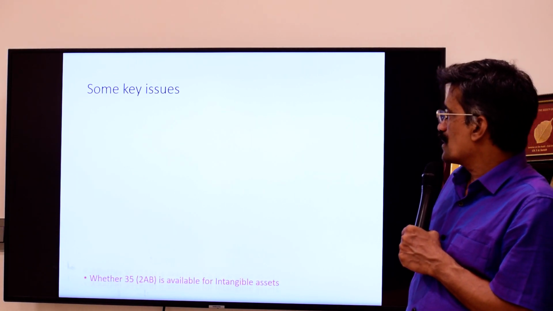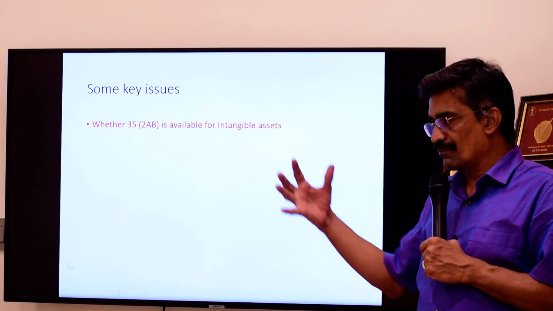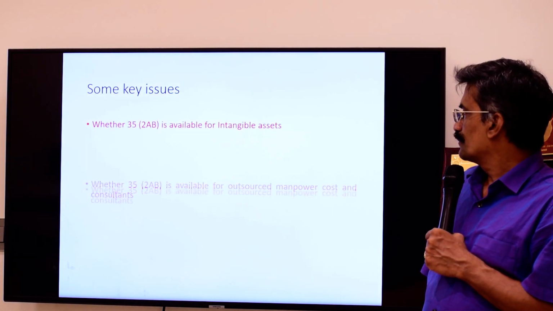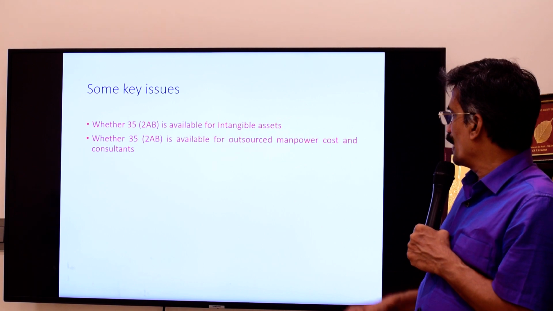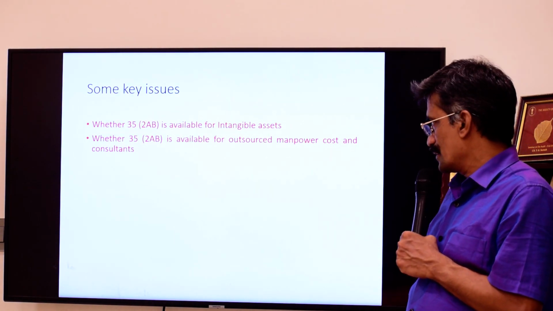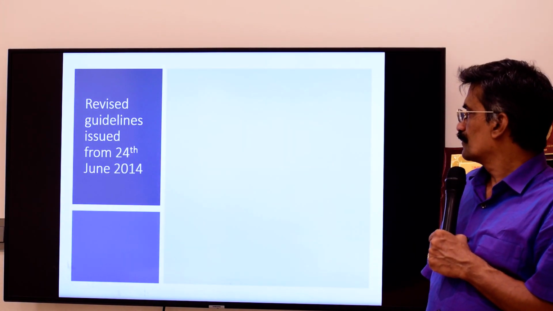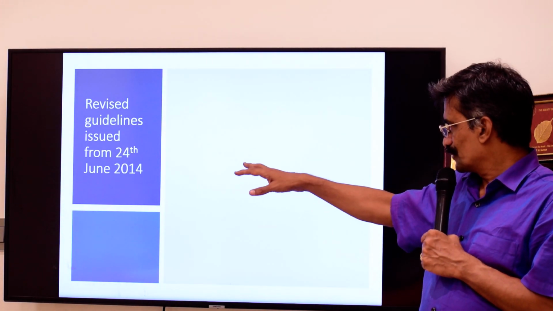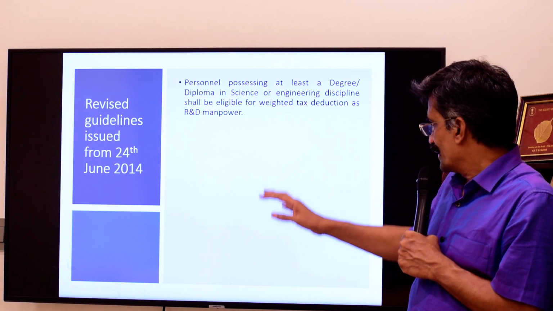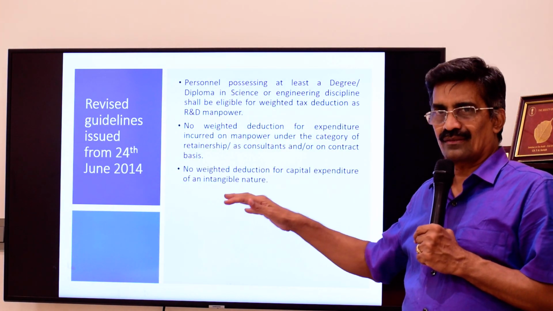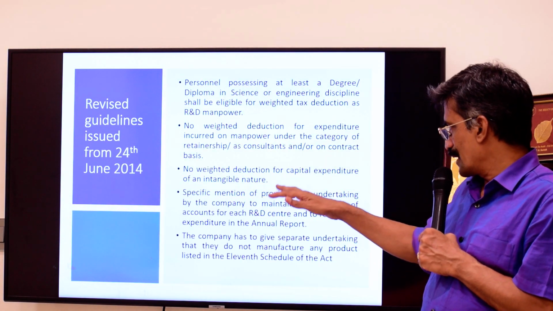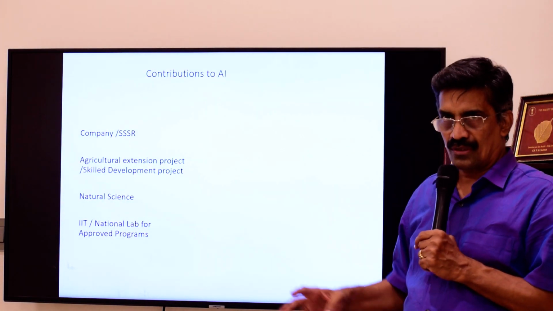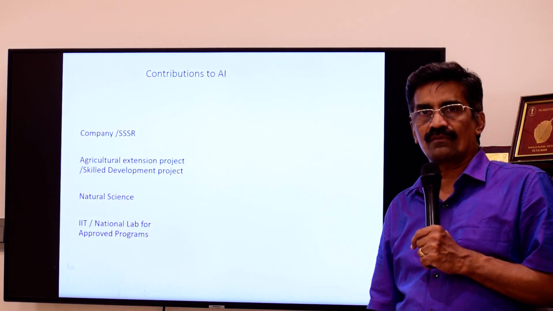So some key issues in 2AB. Can you claim deduction for intangible assets? Whether you can claim 2AB for outsourced manpower costs and consultants. These are some of the guidelines. I'll just leave it so we can go through these revised guidelines. They have given some guidelines from the examination part of it. This may not be that important. So if I skip the slides and move to contribution to approved institutions.